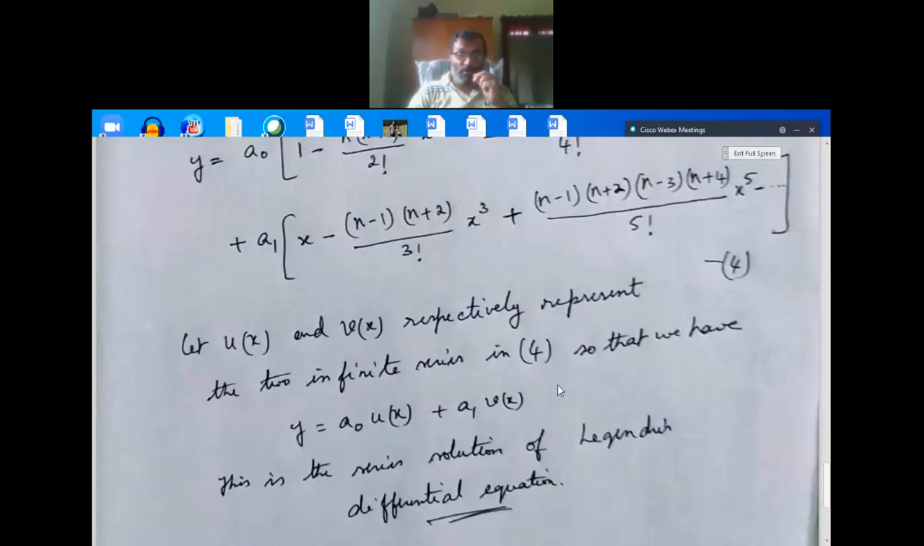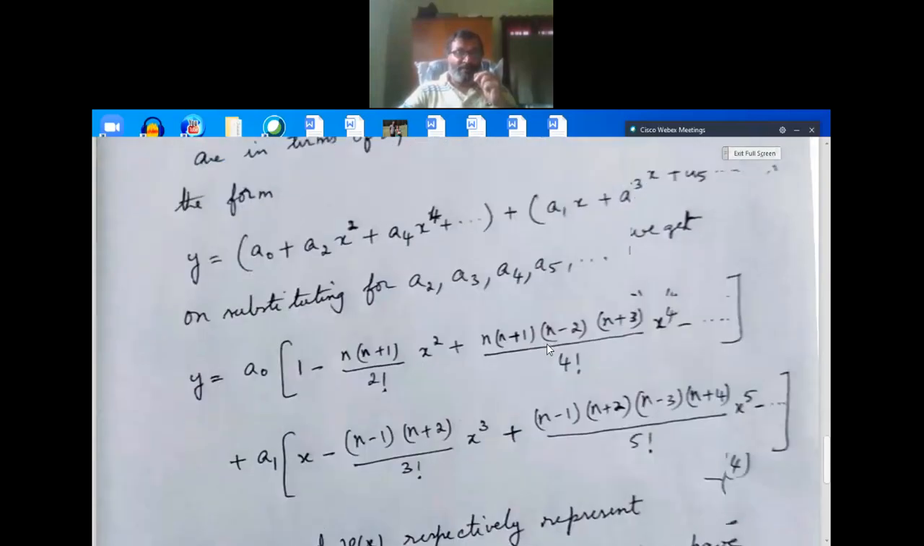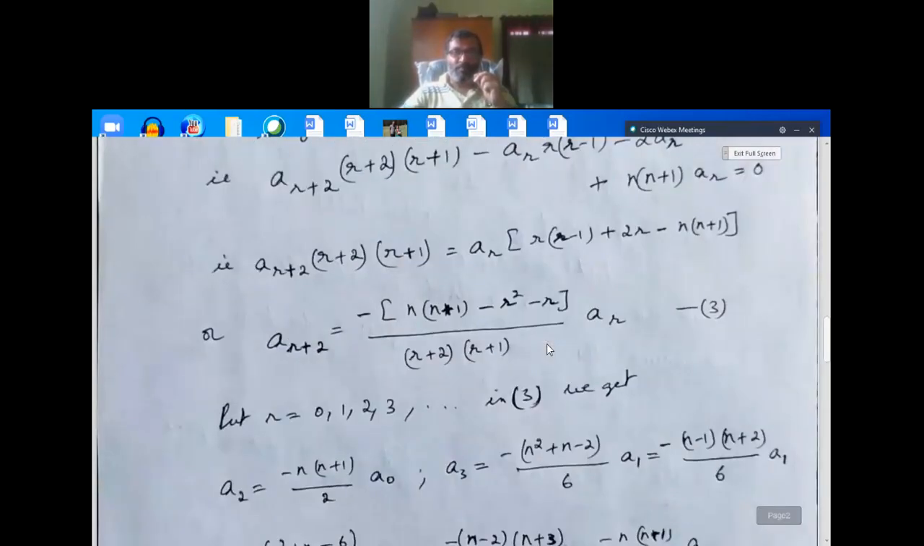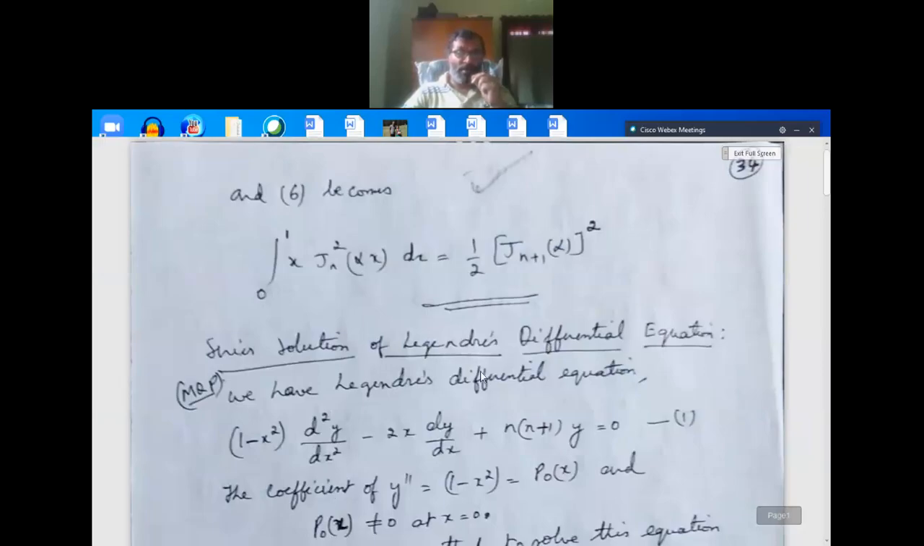This is a model question paper problem, very important. So once again I will recall this and revise a little bit faster. The question will be: give the series solution of Legendre's differential equation. It is there in the model question paper, you can just see that.